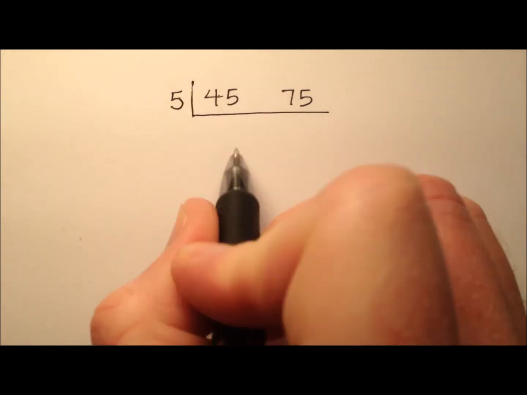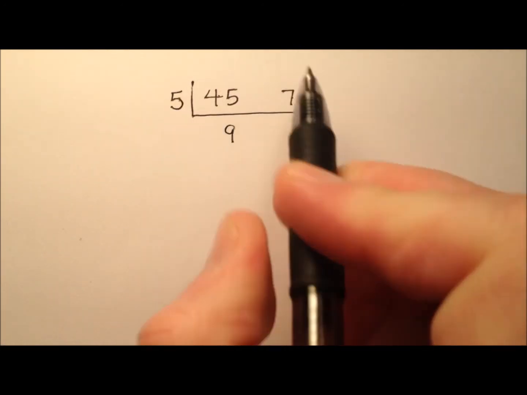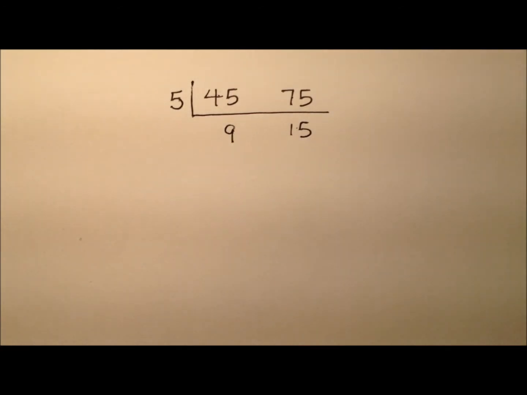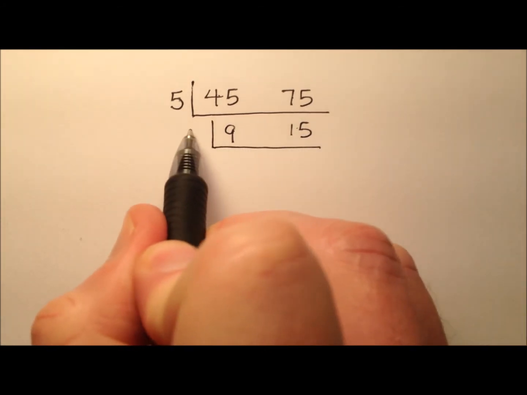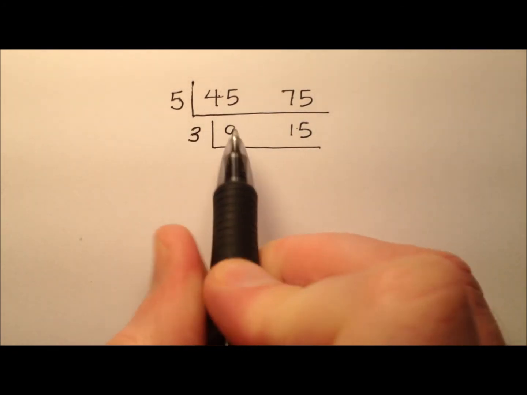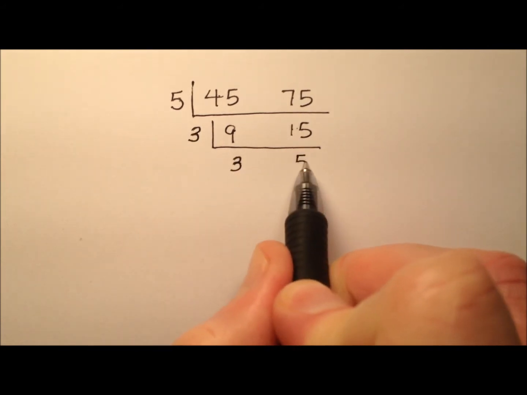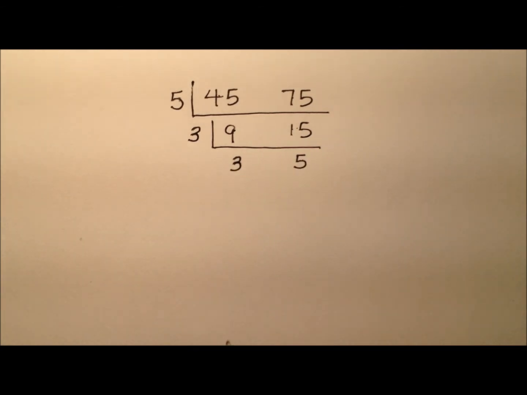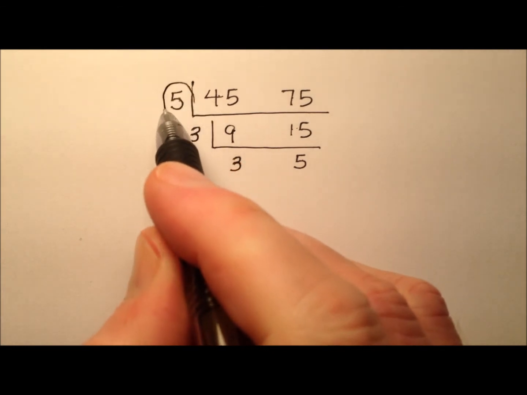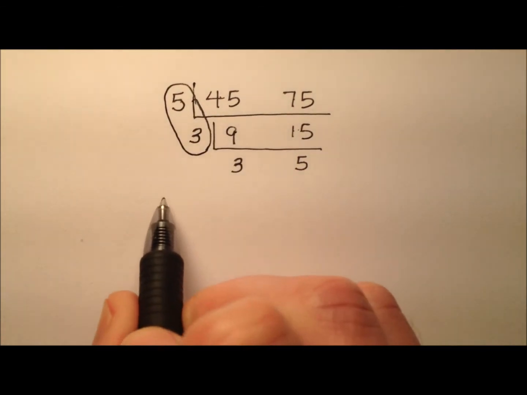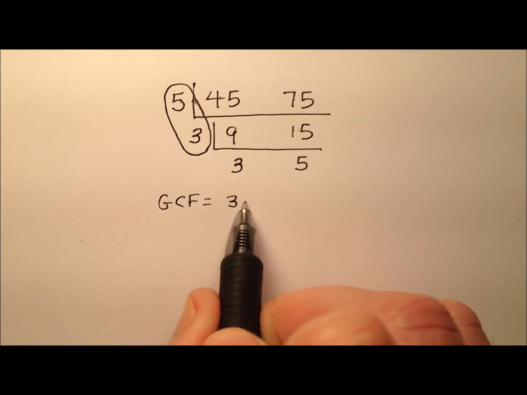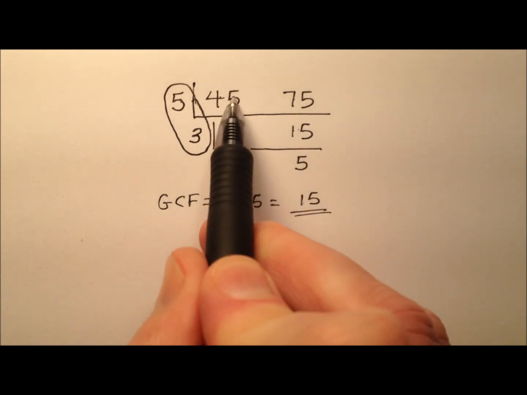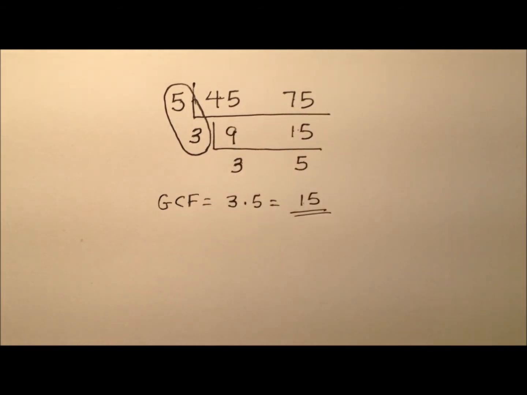So 45 divided by 5 is 9, and 75 divided by 5 is 15. Now you ask yourself, do 9 and 15 still have a factor that's in common? Well, sure. You can actually divide a 3 out of both of those. So 9 divided by 3 is 3. 15 divided by 3 is 5. Once again, is there a common factor between 3 and 5? Well, there's not. Okay, so what's the greatest common factor then? Well, it's all the numbers you divided out. So 5 times 3. So we'll say the greatest common factor is 3 times 5, which is 15. And when you divide 15 out of both of these numbers, you end up with 3 and 5.